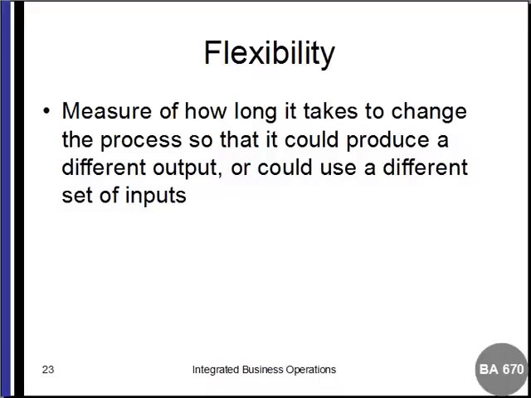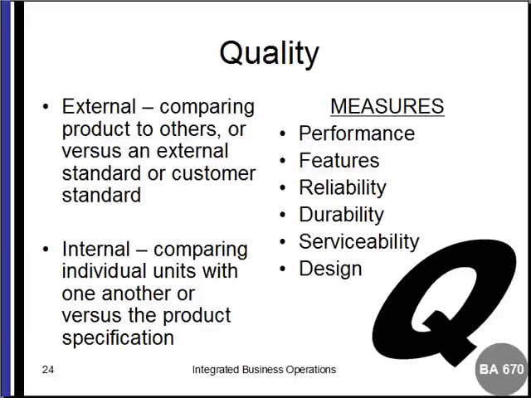Flexibility is another term we may refer to, and this is a measure of how long it takes to change the process so that it could produce a different output or could use a different set of inputs to produce the same output. And then quality, which we've referred to in other videos. External quality is essentially when you compare the product or service to others or versus an external standard or customer standard. Internal is where you compare individual units with one another or versus the product specification. And measures might include performance, features, reliability, durability, serviceability, and design.